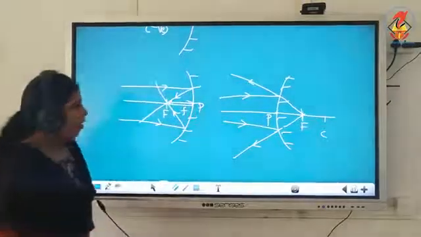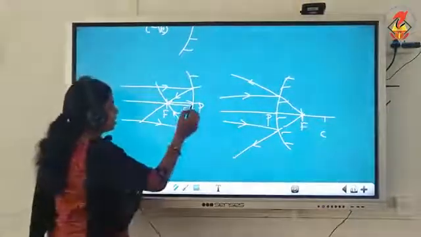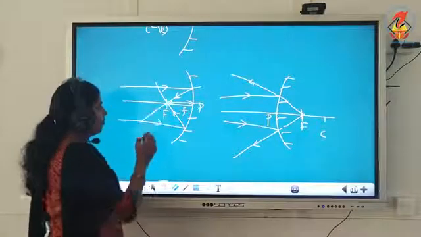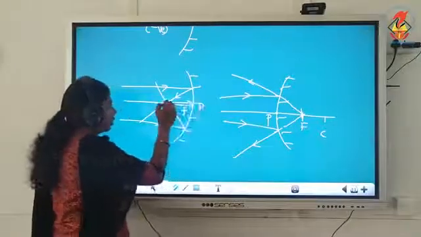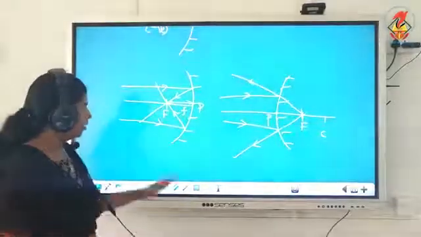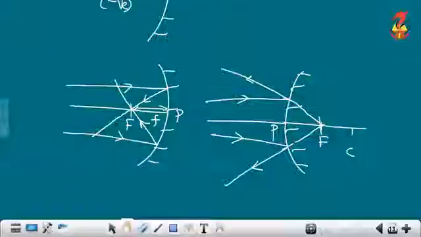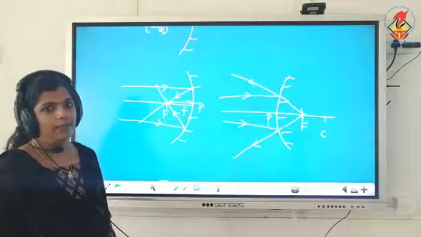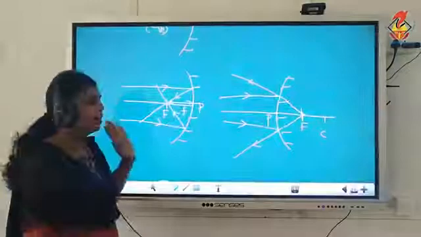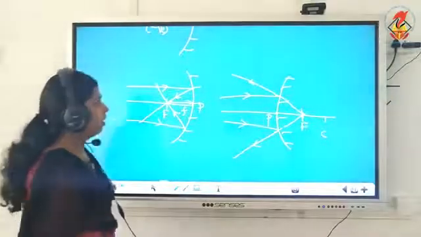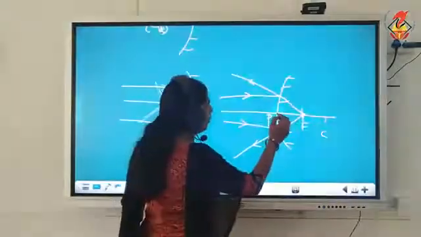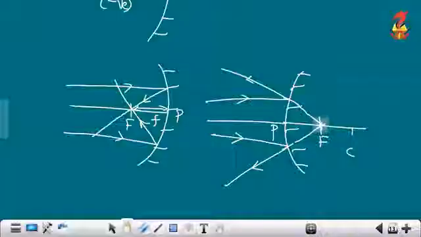Okay. Now, I need to measure this distance. This distance I need to measure from the pole to the principal focus. When I measure, I will get it as negative because it's in the opposite direction.